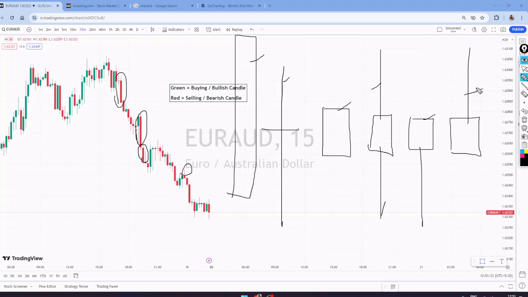It can be hammer candle, inverted hammer, head and shoulders, doji candle, marubozu candle, whatever the names, so many names are there. The name is not important. If you are a beginner, don't get overwhelmed with these names. Don't memorize the names, and don't memorize the patterns either. Oh, this is a hammer candle, this is a hanging man candle, no, it's not necessary. Forget those names and everything.